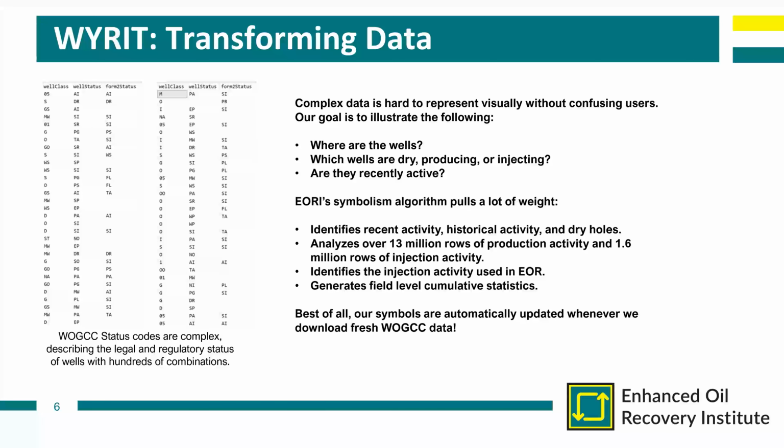This lets us do some interesting little things. We can identify a well as both an injector and a producer at the same time with our symbology. And we did this by analyzing over 13 million rows of production data and 1.6 million rows of injection data. One row equals one month. And we also generate some field level cumulative statistics that are used in some of the layers as well.